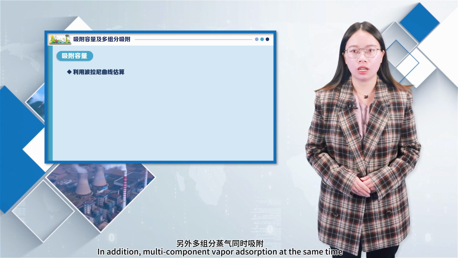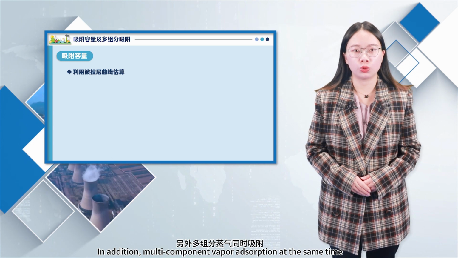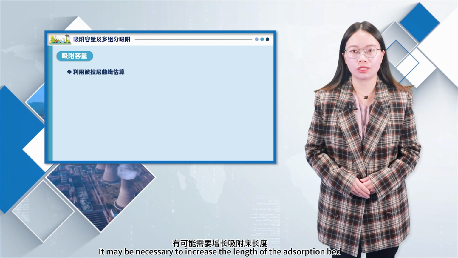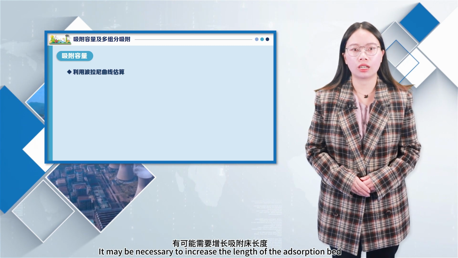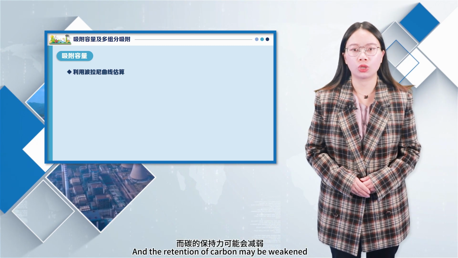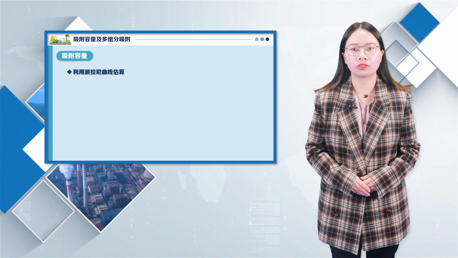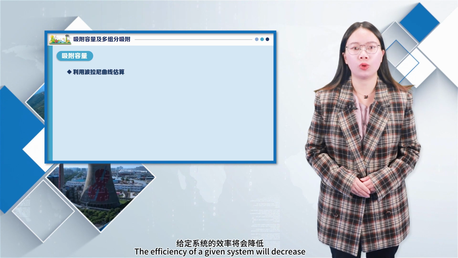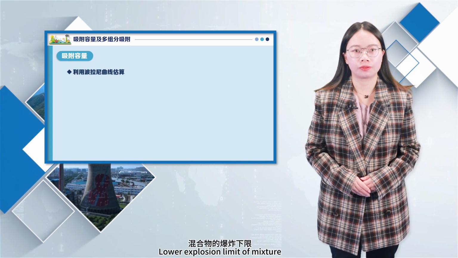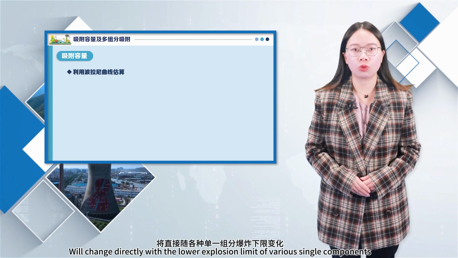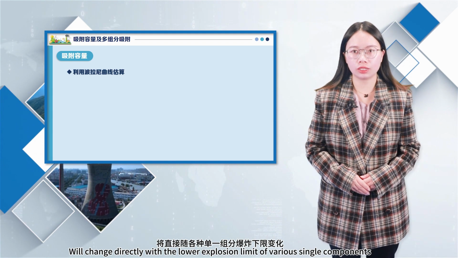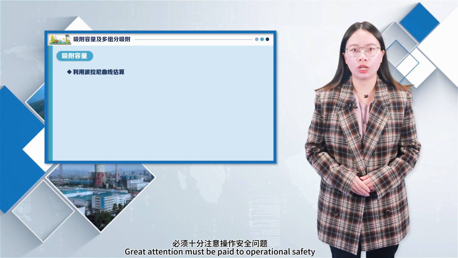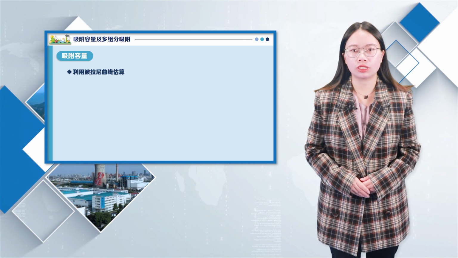In addition, when multi-component vapor is adsorbed at the same time, the height of the mass transfer zone is increased. It may be necessary to increase the length of the adsorption bed, and the retention of carbon may be weakened. When multi-component organic matter is adsorbed, the efficiency of a given system will decrease. The lower explosion limit of the mixture will change with the lower explosion limits of the various single components. Great attention must be paid to operational safety.